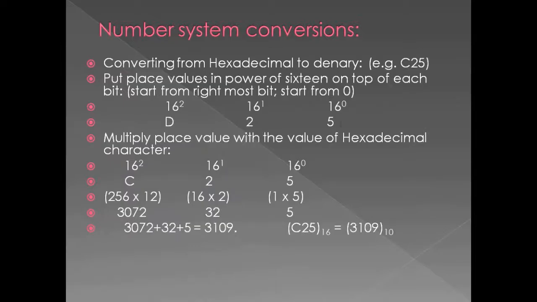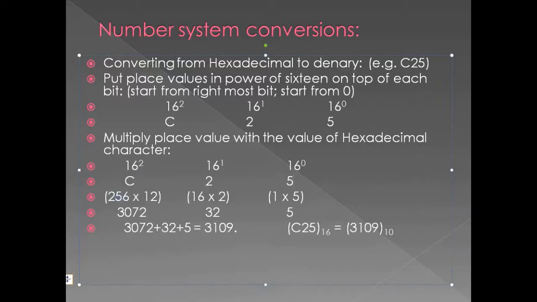Converting from hexa to denary, again we put place values. For example, this is C25. Now C25, put powers in terms of 16: 16 power 0, 16 power 1 and 16 power 2. 16 power 0 is 1, 16 power 1 is 16, and 16 squared, or 16 raised to power 2, is 256.